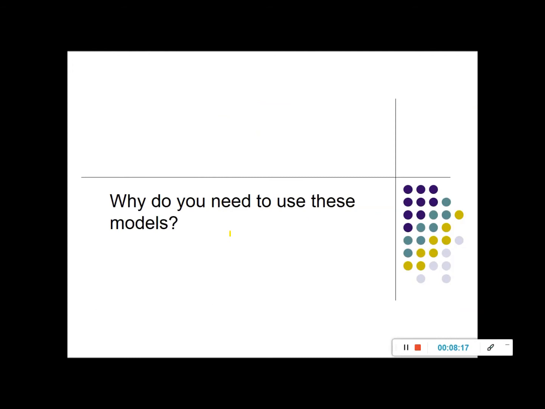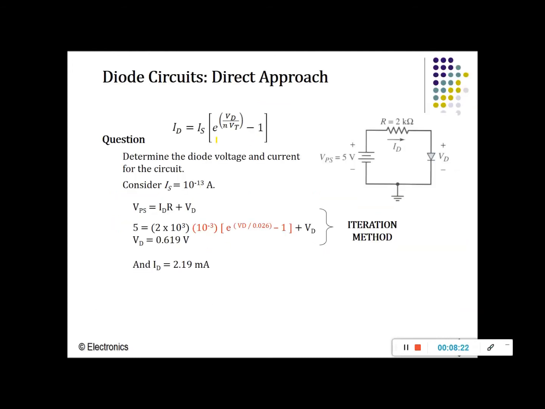So why do you need to use all these models? It is because, let's say if we do not have these models and we use the formula here, and if I do my KVL as usual, so VPS is equivalent to IDR plus VD, and I replace my ID with this equation here, I will have VD in the exponential equation and another diode voltage unknown here. So I need to use the iteration method in order to get the value of the diode voltage, which is going to take a long time.